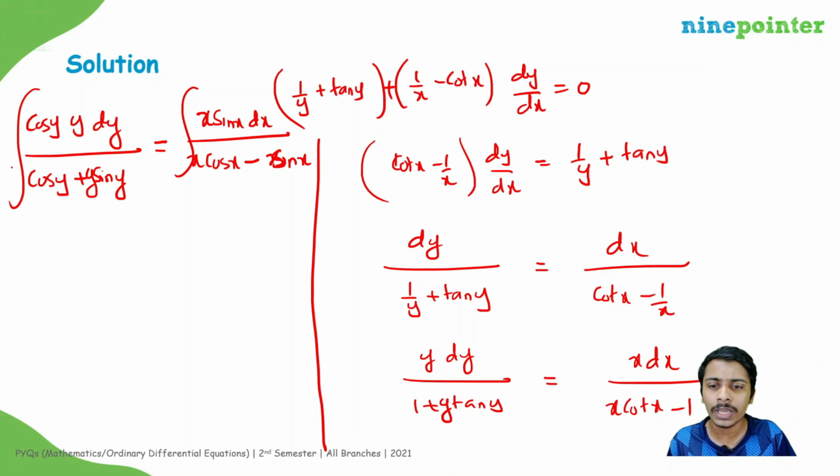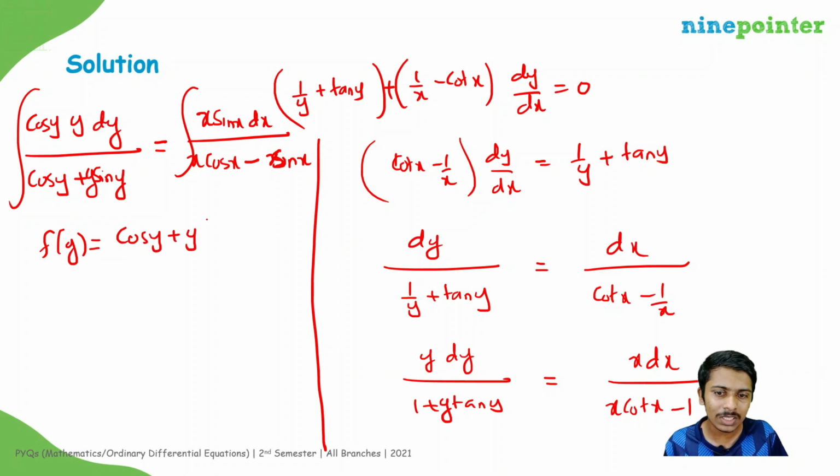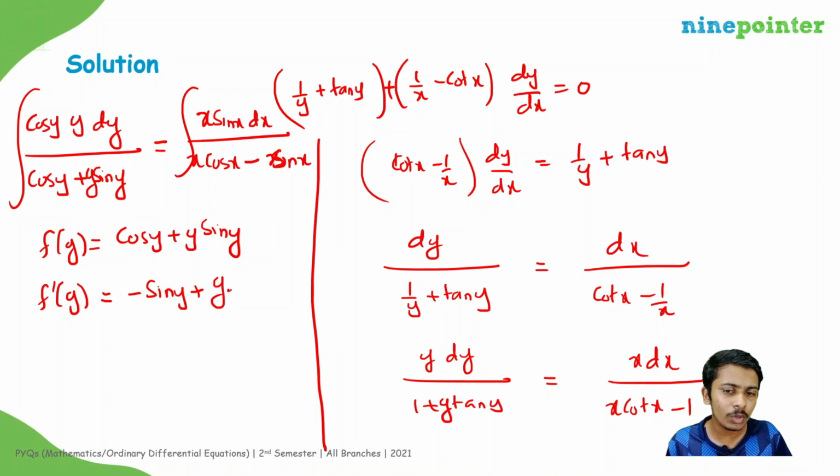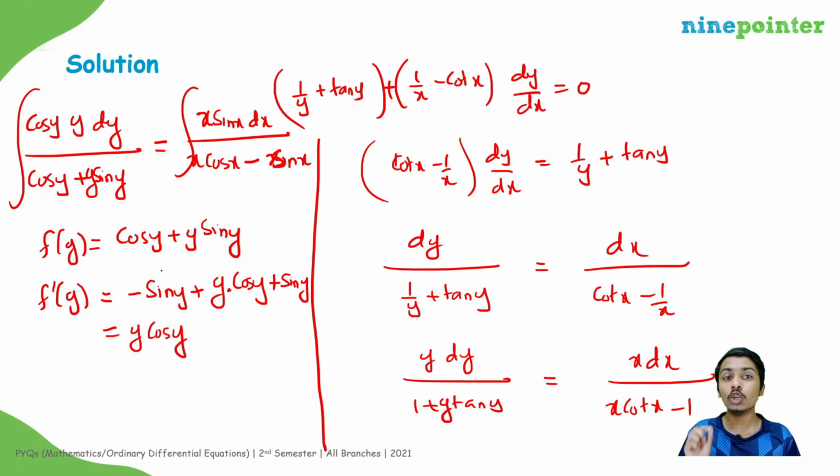We can just solve this by integrating on both sides. But to integrate that, you have to notice something. If you consider the denominator as a function, f(y) = cos y + y sin y, try finding its derivative with respect to y. The derivative of cos is minus sin y, plus the derivative of y sin y, which is y cos y plus sin y into 1. Now these two terms, minus sin y and sin y, get cancelled and we have the derivative as y cos y, which is exactly our numerator in the integral.